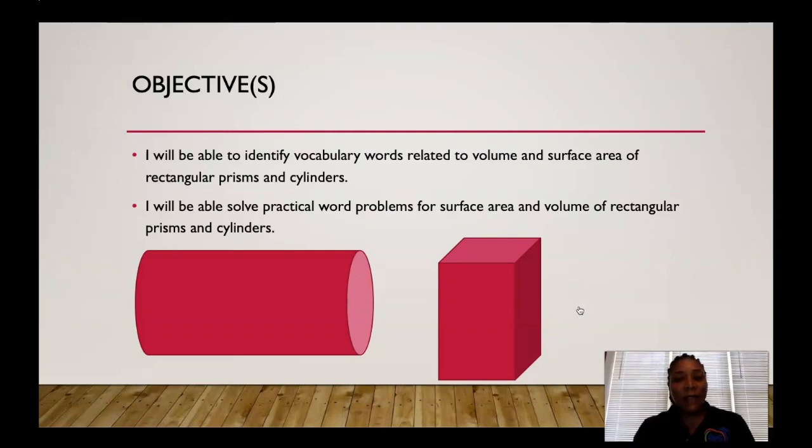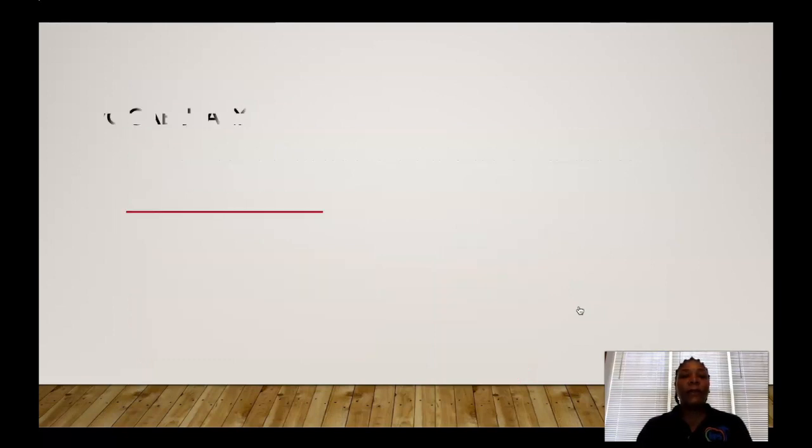So today's objective is we will be able to identify vocabulary words related to volume and surface area of rectangular prisms and cylinders. I will also be able to solve word problems for surface area and volume of a rectangular prism and cylinders. So we're going to start with some vocabulary, okay? Just reviewing some of the vocabulary that we have done all week.